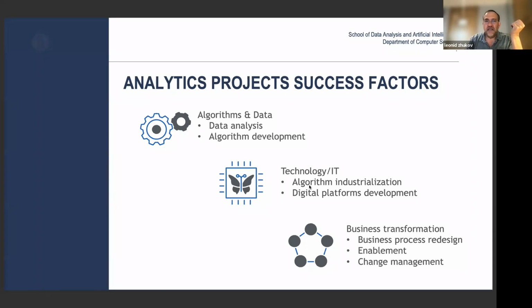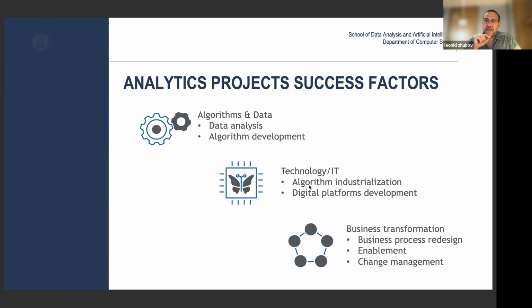Otherwise, you're going to fail. And so first is data collection and algorithm development. This is really what data scientists are good for, and that's what we'll be training you for on this very first step. The second thing is more about software engineering: integration with the technology, scalability, industrialization of algorithms, developing different digital platforms. And the last step is business transformation, which is redesigning a business process, enablement, where you enable people to use it, and change management, so changing the processes using your software.